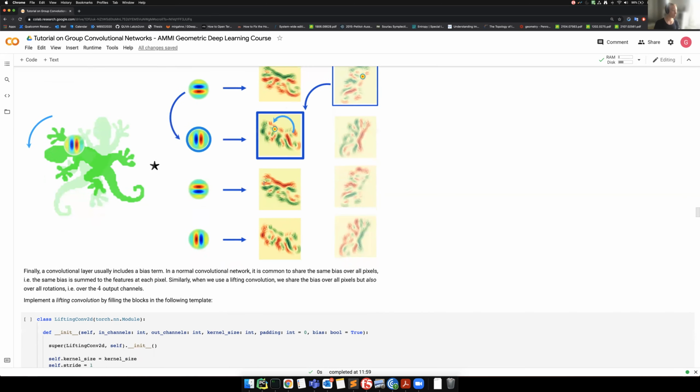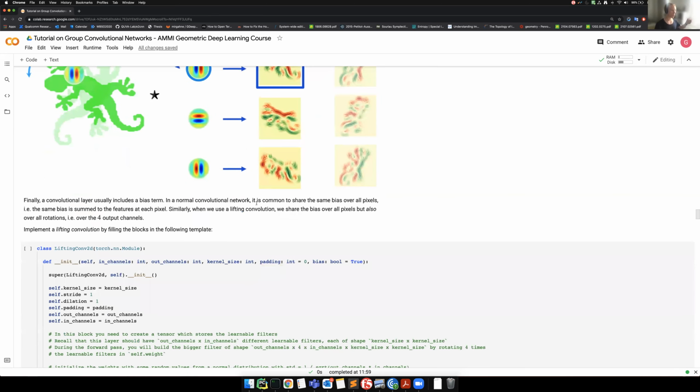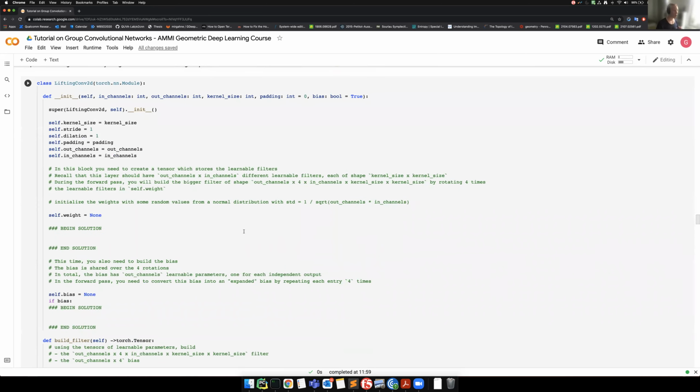Okay, so what you need to do is again, just fill in this template. A filter now is parameterized by all your values. You have like a 3x3 filter. It means you have 9 learnable parameters. We can use any filter. But the trick is that when we do convolution, we need to apply this filter 4 times.